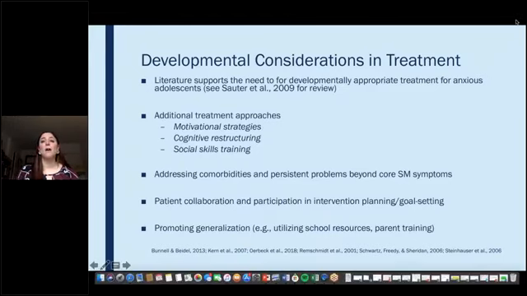So because of all of these differences, it's obviously important to consider them when planning and developing a treatment. And there is literature to support the need for developmentally appropriate treatments for anxious adolescents, separate from treatment for younger kids with anxiety. Additional treatment approaches that have been recommended include motivational strategies, cognitive restructuring, and social skills training. Another area that needs to be considered with these older kids is addressing comorbidities and persistent problems beyond the core SM symptoms as they get older.